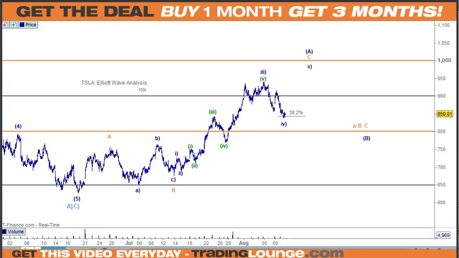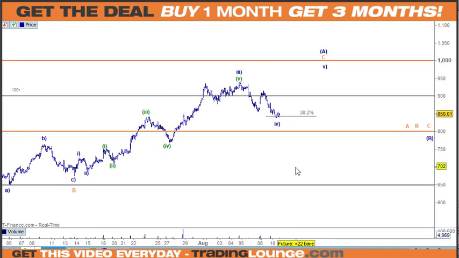Right, so the next one is Tesla. With Tesla here, much the same as the NASDAQ, we've got the A wave, the B wave here, and I've been looking at 1 and 2 here, and 1, 2, 3, 4, 5 for the third wave. So we're at the 38.2% retracement level. We've got a nice ABC pattern here.